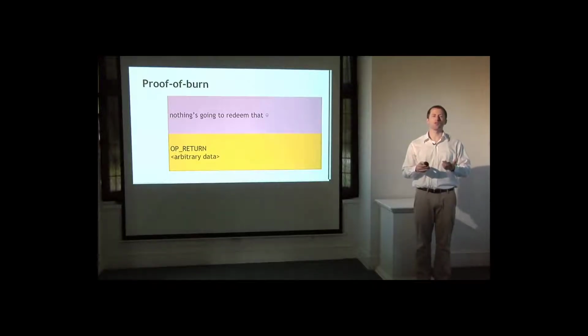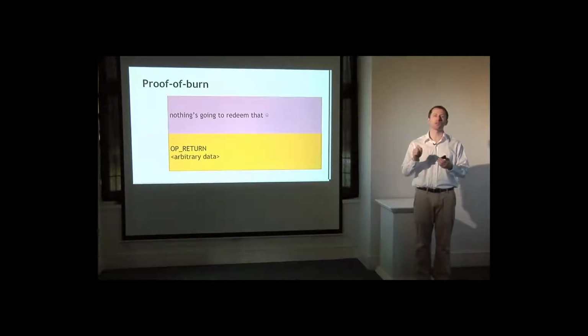So what is the point of proof of burn? There are two main things that this gets used for. The first is to write arbitrary data into the blockchain. If for some reason you want to write your name, or if you want to timestamp and prove that you knew some data at a specific time, you can create a very low value Bitcoin transaction that's proof of burn.